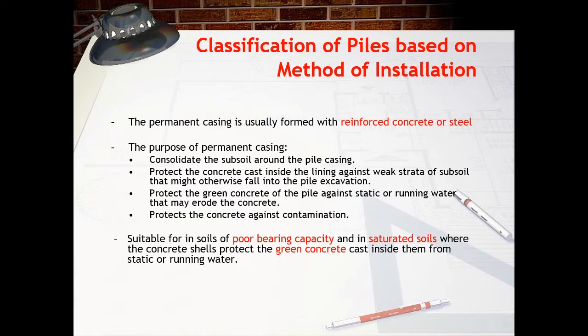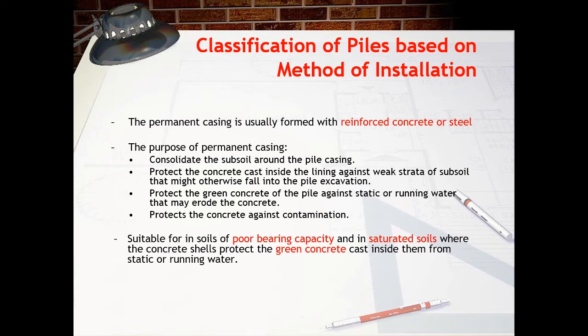The purposes of permanent casing are to consolidate the subsoil using the pile case, to protect the concrete cast inside the lining against weak strata of subsoil that might otherwise fall into the pile excavation. Mungkin dekat keliling tu tanah tu jenis yang soft soil. Jadi kita perlu protect, tak nak tanah tu masuk ke dalam area yang kita nak pile. Protect the green concrete of the pile against static or running water that may erode the concrete, and to protect the concrete against any contamination from the ground.